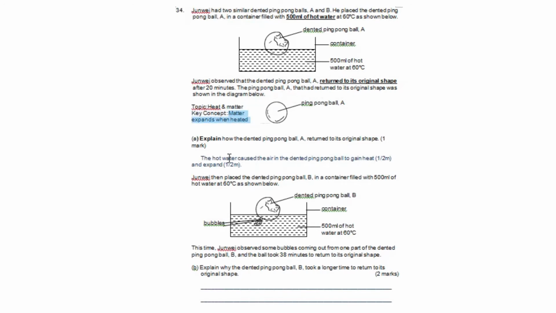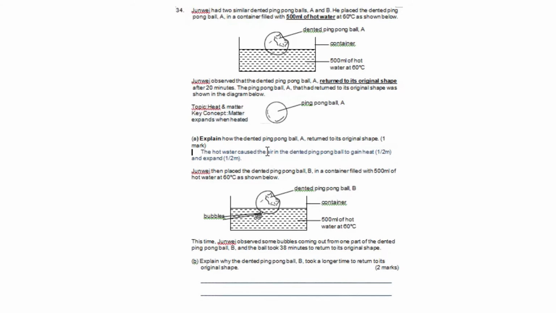I've already said that hot water is causing the air, which is the matter I'm referring to, the air in the dented ping pong ball, and I'm talking about heated, so I say it gains heat and then it expands. Can you see how I relate the question to the key concept? You cannot just write the key concept in your answers. You need to relate it to the question in order to get a mark. Now, let's take a look at the next question. Junwei then placed the ping pong ball B, another ping pong ball, in a container filled with 500 milliliters of hot water.